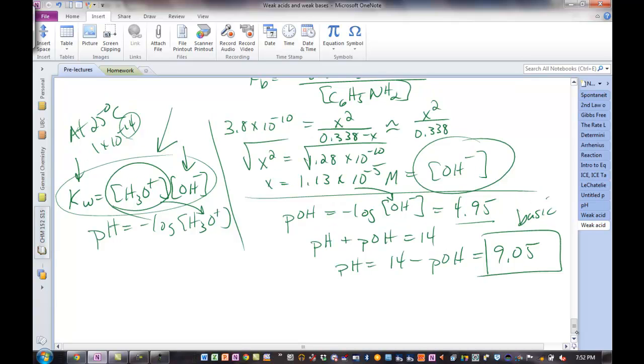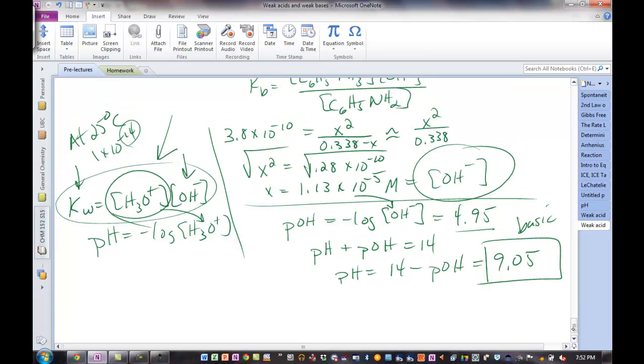Okay, last thing, I'm not going to do it. I'm going to leave that to you. This is a really, really weak base. And I want you to check the 5% rule to make sure your assumption is valid. With 10 to the negative 10th, we're pretty much guaranteed it's going to be valid. But do this calculation anyway to see what the percent ionization is of this weak base. It's a really weak base, so the percent ionization is really small. So remember, I said that typically it's about 1%. This one is much less than 1%. So for a weak base or weak acid, we're looking at about 1% ionization. This one's really small. Calculate it and find out.